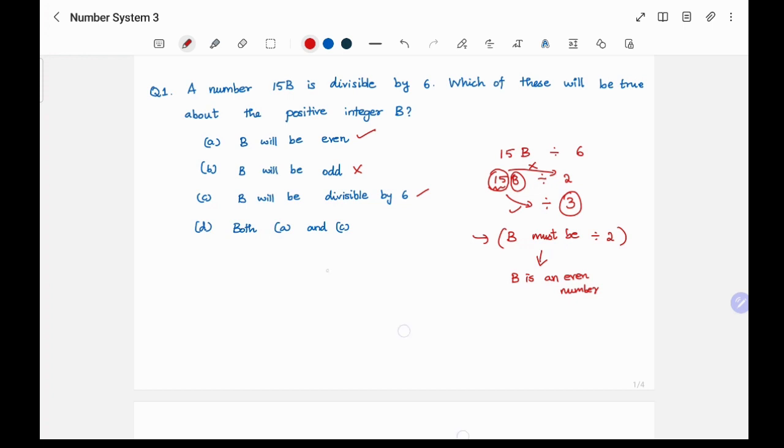So I'll give you an example. Take B equal to 2. So 15 into 2 will be 30. You can see clearly that B is not divisible by 6. However, 30, which is nothing but 15B, is divisible by 6. So 15B divisible by 6 does not imply B divisible by 6. So this is also not necessarily true.